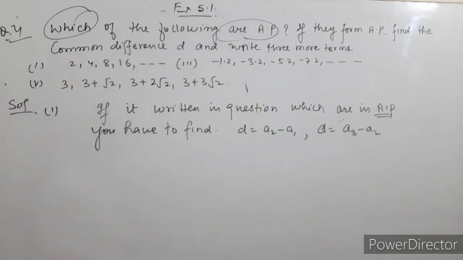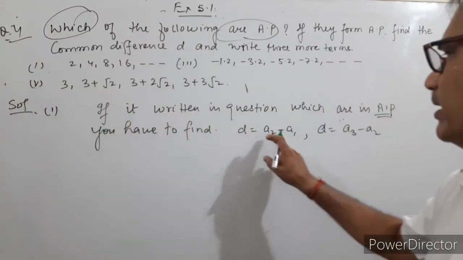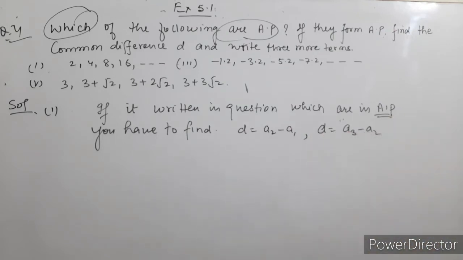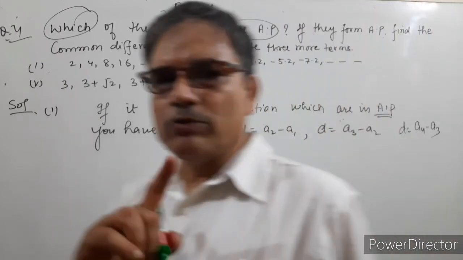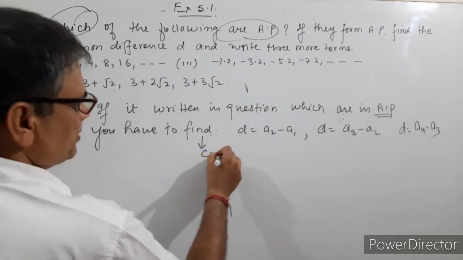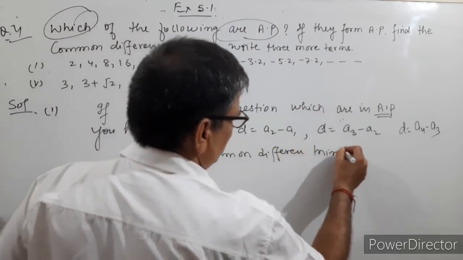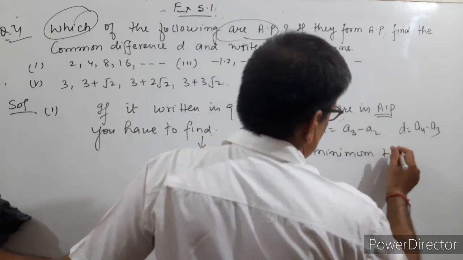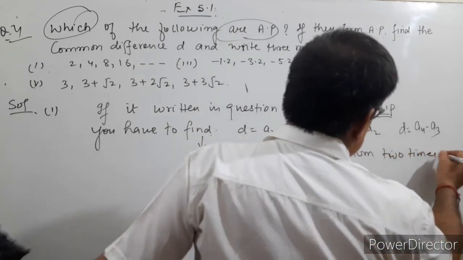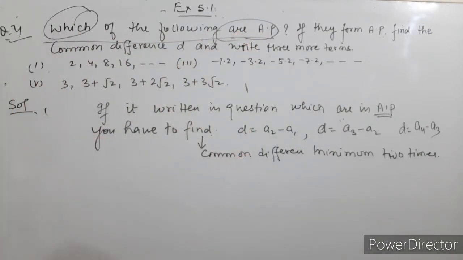तो यू हैव टू फाइंड आउट any difference between two consecutive numbers, but I am taking A2 minus A1 or A3 minus A2, or we can take also D is equal to A4 minus A3, but we have to check only 2 times. Means we have to find out common difference minimum 2 times. 2 बारी तो आपने कॉमन डिफरेंस निकालना है. कब? व्हेन इट इज मेंशन इट इज इन एपी. जब ये मेंशन करता हूं, व्हेन इट इज मेंशन इट इज इन एपी, अदरवाइज नीड नॉट टू फाइंड आउट.